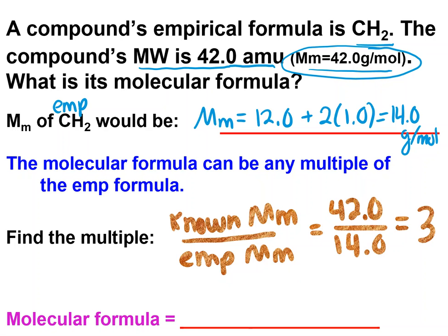And so if we're going to take basically this CH2 and use the multiple of 3, we would have C3H6. So that is what tells us what is really in one molecule of this compound.